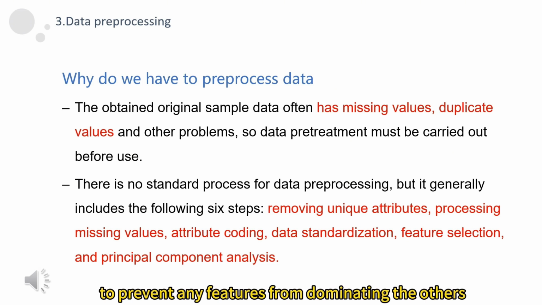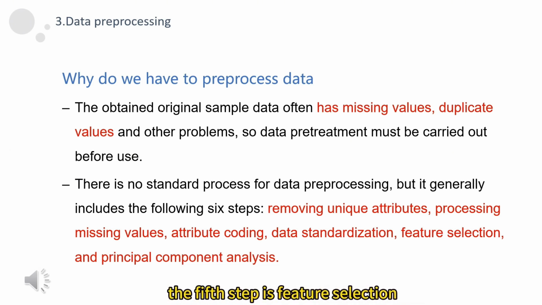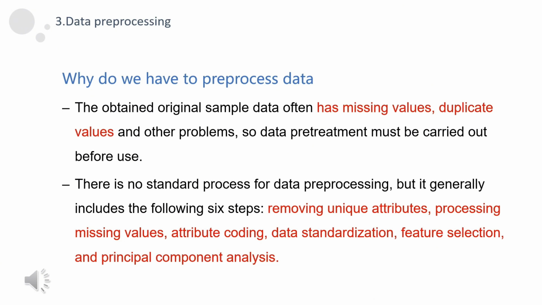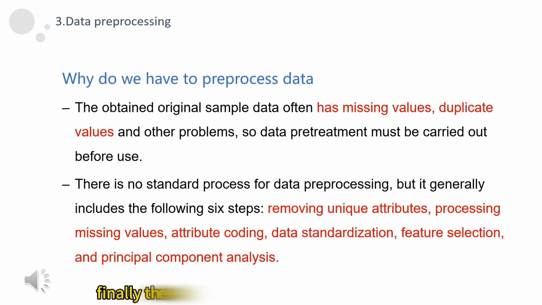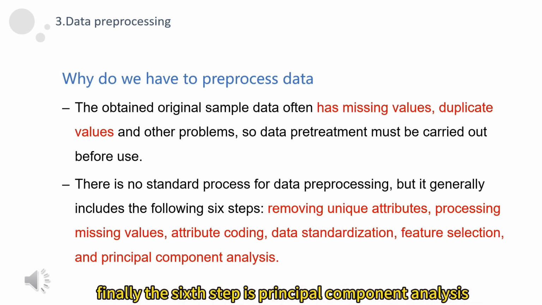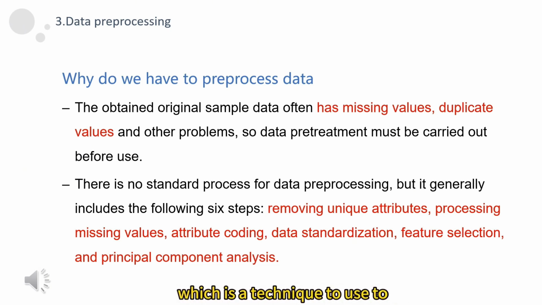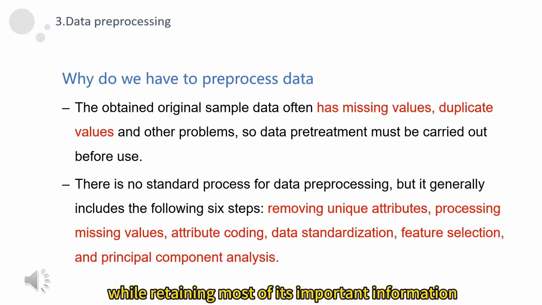the others. The fifth step is feature selection, which is the process of selecting the most relevant features for the model. Finally, the sixth step is principal component analysis, which is a technique used to reduce the dimensionality of the data while retaining most of its important information.